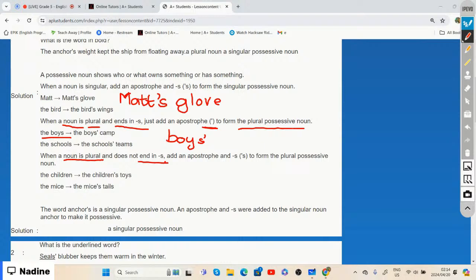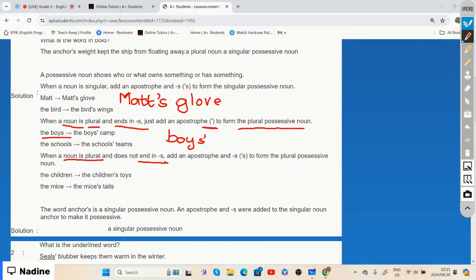And then also, if we are talking about mice in general, because we're referring to the plural of mouse, which is mice, right? And we're making mention of the tails. Maybe the tails are injured, or the tails are long, or they have pink tails, right? Then we put the apostrophe and the S there. So the mice's tails are pink, right?